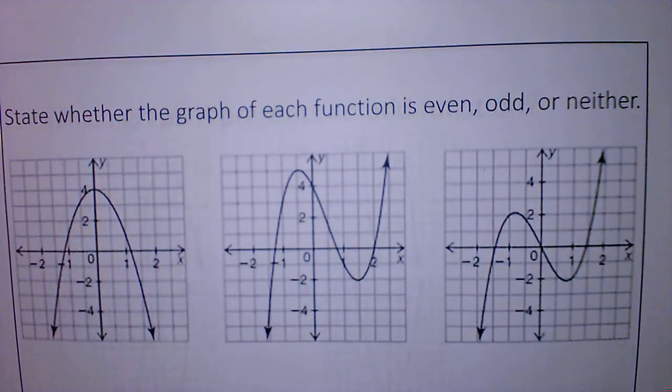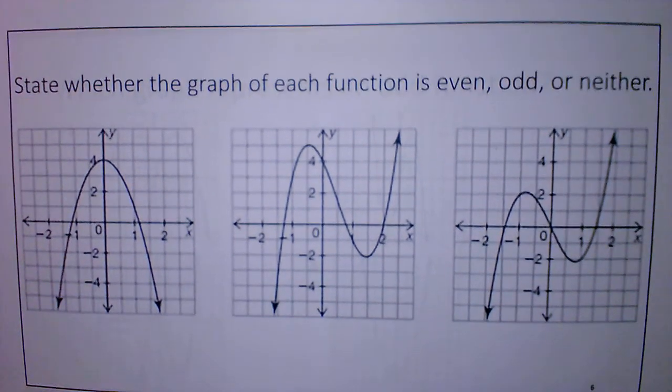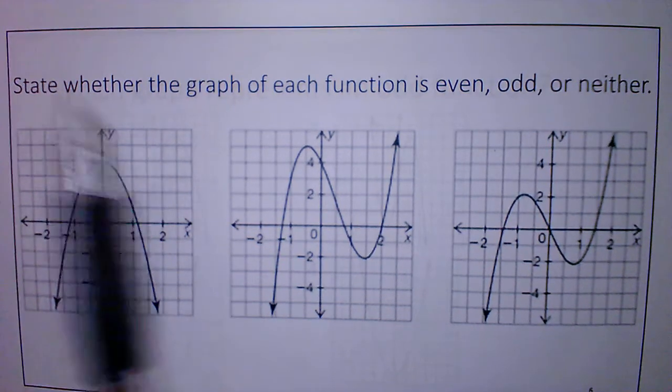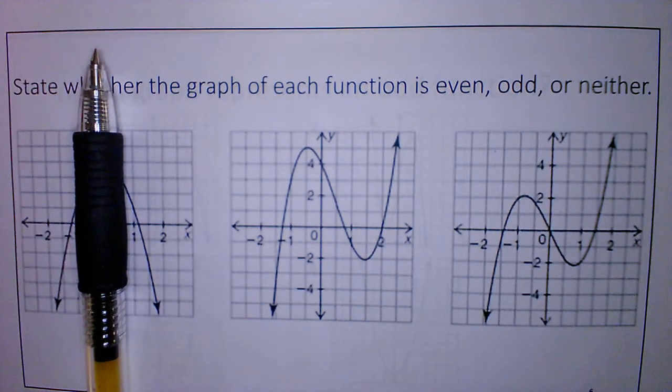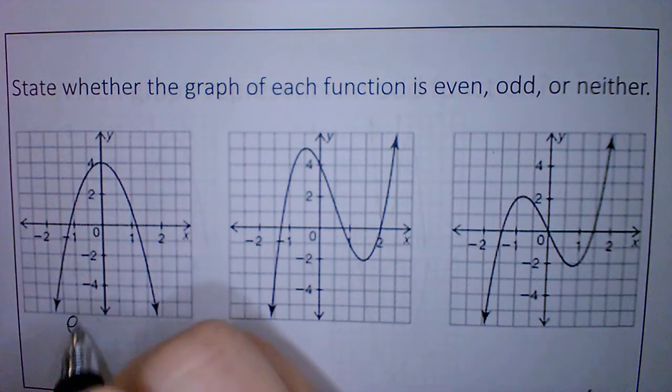So in your notes, right on the bottom, there are these 3 graphs. And it says, state whether the graph is even, odd, or neither. The way that we can tell if it's even is if it's symmetric about the y-axis. So I'm going to go ahead and check all of these for whether or not they're symmetric about the y-axis. We can see from this one, yep, those are the same on both sides of the y-axis, so this one is even.